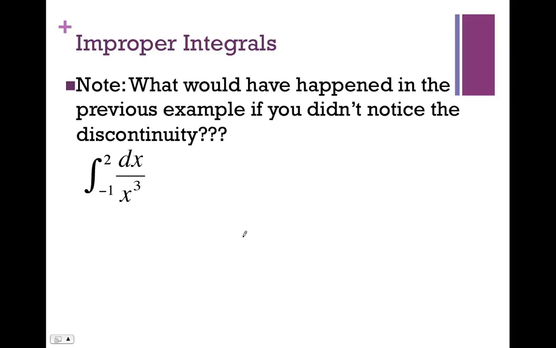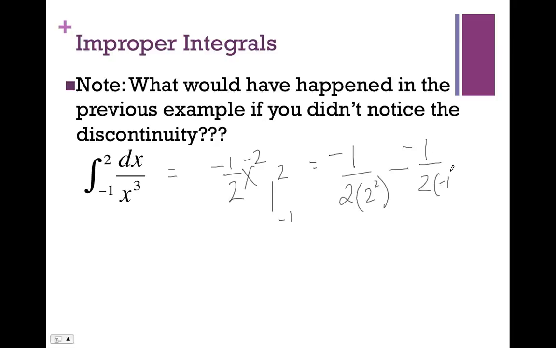Now, what would have happened in the previous example if you didn't notice this discontinuity? Sight unseen, I can integrate this, okay? I would get -1/2 x to the -2, evaluated from -1 to 2, which would give me -1 over 2 times 2 squared minus -1 over 2 times -1 squared. And that would give me -1/8 plus 1/2. And that seems like a nice finite answer. Okay, that is an answer for suckers because you have to realize that if I'm integrating over this infinite discontinuity, okay, I get into some trouble.